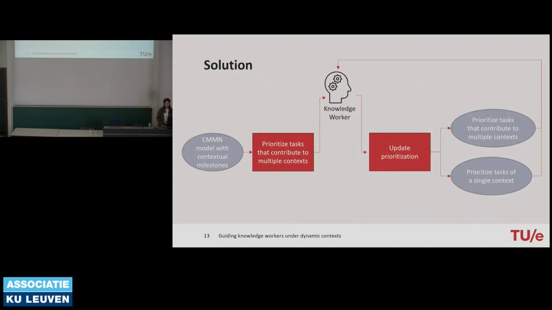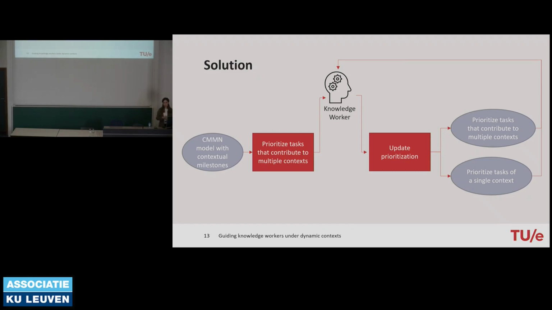So in our paper, we provide an approach that addresses this problem. Our approach takes the CMMN model with contextual milestones as input. This is the model which I have shown you a couple of slides ago, milestones with multiple sentries. And using the relations on this CMMN model, so the relations between tasks and data, sentry conditions, sentries, and different milestones, we provide a list of prioritized tasks to the knowledge worker that he or she can use to organize the available tasks in the process.